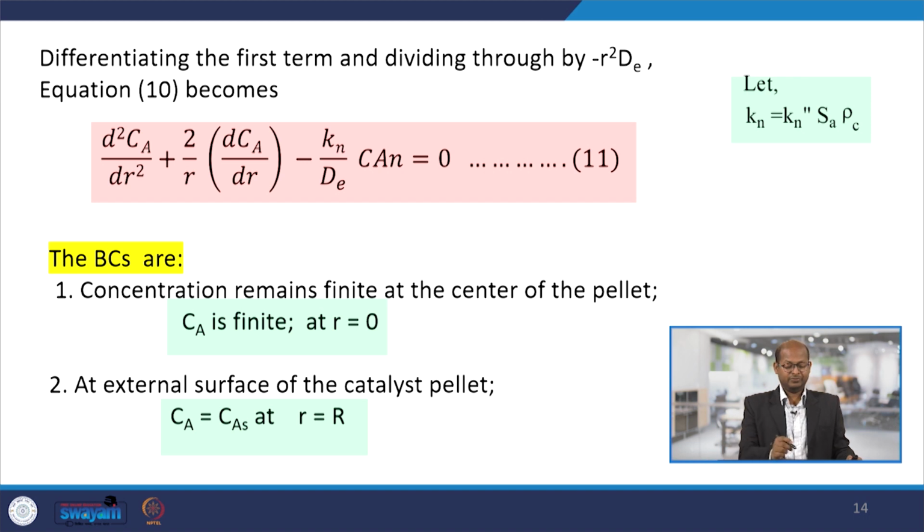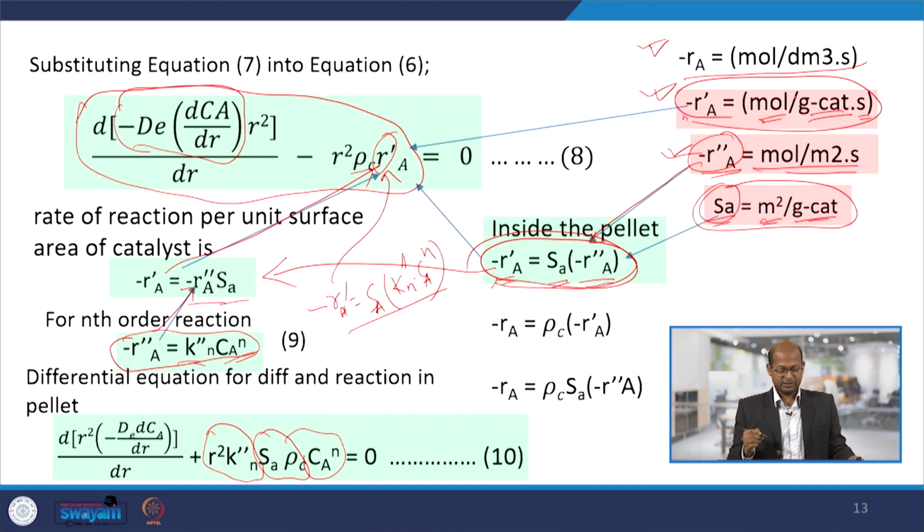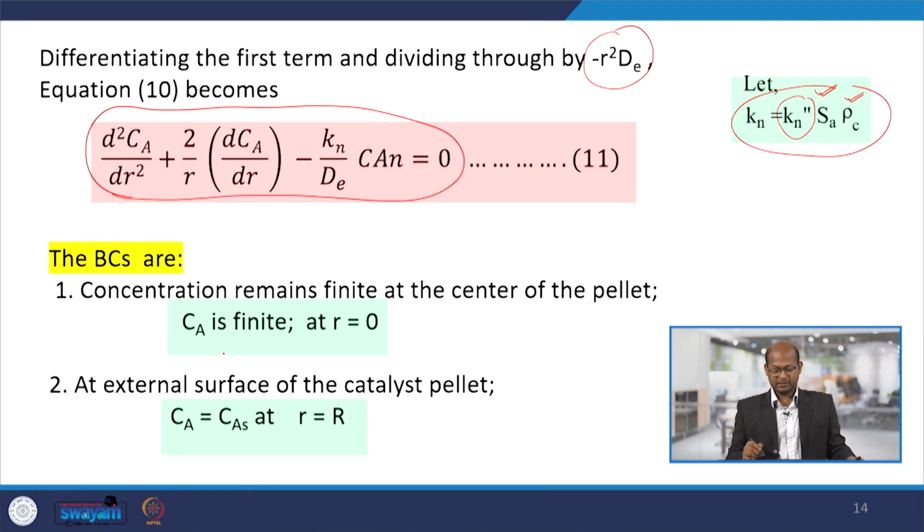Now if we divide equation 10 on both sides by minus R square D E, equation 10 becomes like this. Okay. It is a second order differential equation where K n equals K n double prime S A rho C. S A is the surface area, rho C is the density of the catalyst, and K n double prime is the rate constant for this nth order reaction. So we are expressing it in this equation, the second order differential equation, the change of concentration with the radial direction R.